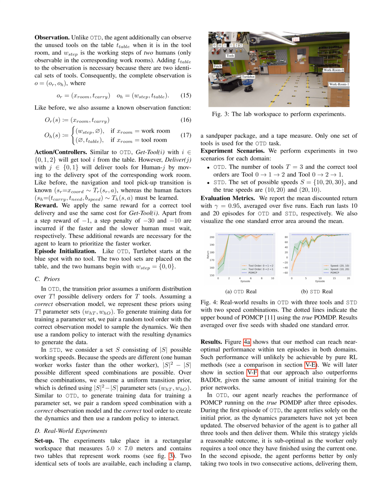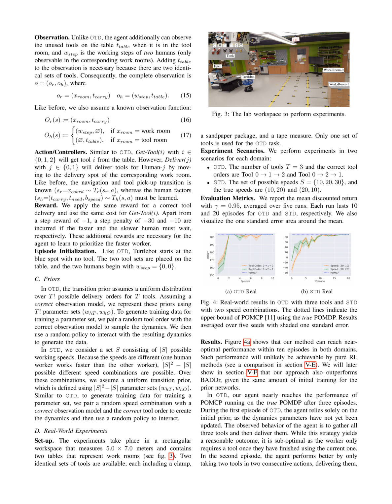Real-world experiments setup. The experiments take place in a rectangular workspace that measures 5 by 7.0 meters and contains two tables that represent workrooms. Two identical sets of tools are available, each including a clamp, a sandpaper package, and a tape measure. Only one set of tools is used for the OTD task.